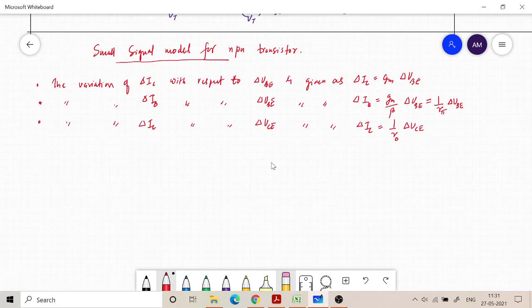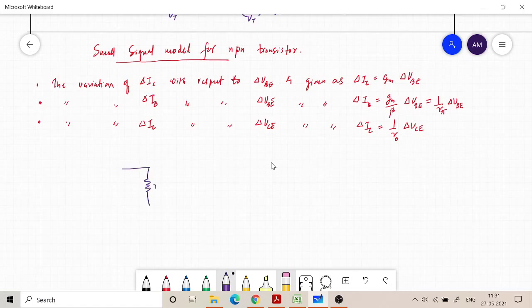So this can be modeled as follows. You can see that all variations are linear: a constant multiplied by whatever is the independent variation that decides the dependent variable variation. So this can be captured in a model, and the model, if I draw, will look like this.